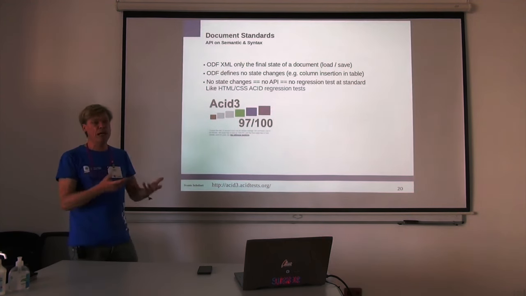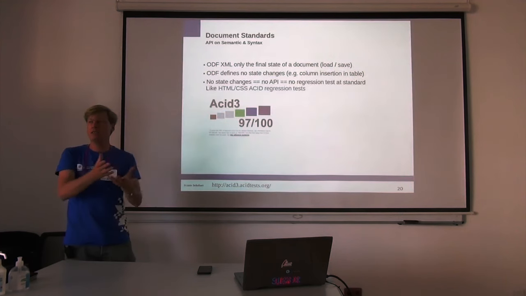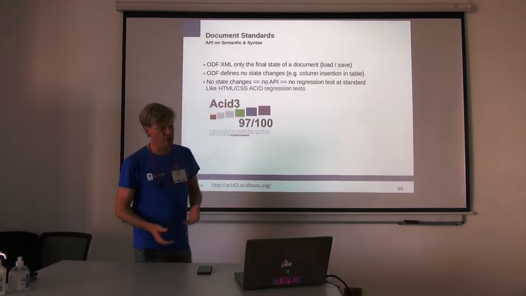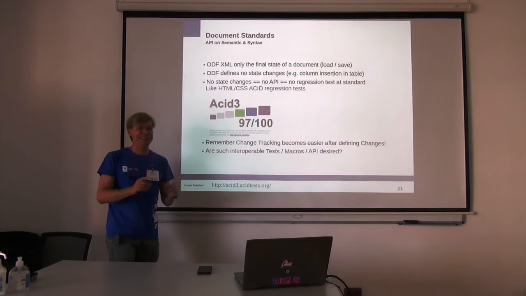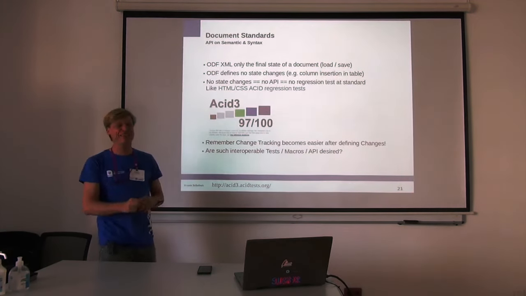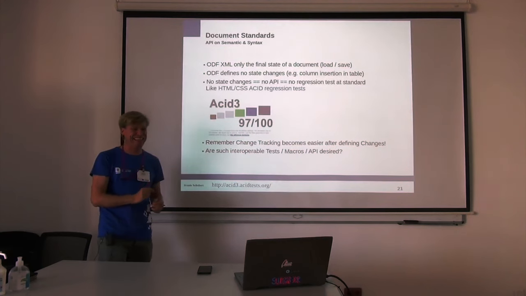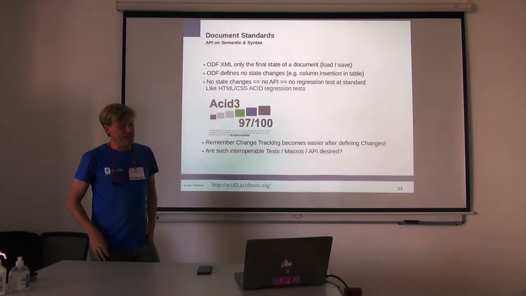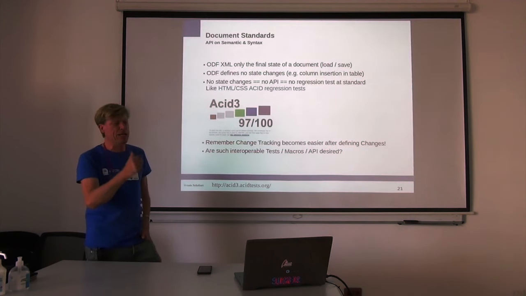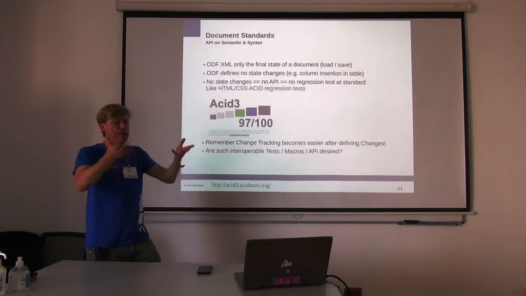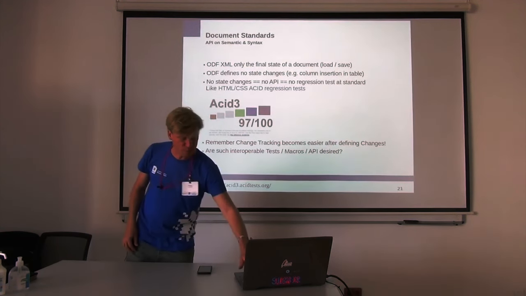And we are unable to do such a test at a specification level because we do not have any changes. And think about change tracking: it's easier if you know what a change is. Yes, it's very simple. So if we desire such interoperable tests and macros and an API, and not just any API but a high-level semantic API, how should we proceed?